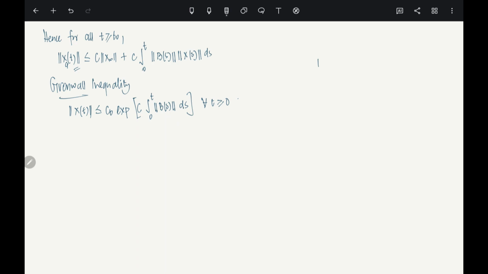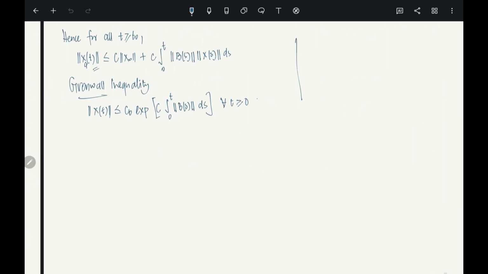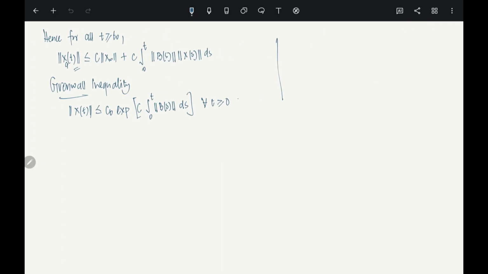Please remember this. One thing I need to clarify: I am not saying that this is the bound. I am saying that if you fix any solution, it is always bounded by this particular term. This is what I am saying. So it doesn't really matter what solution you get. You can take any x naught and you get another solution, right? But that solution will again be bounded by this. That's what I am trying to say. Is this clear?